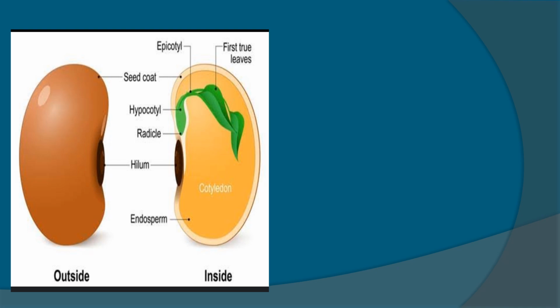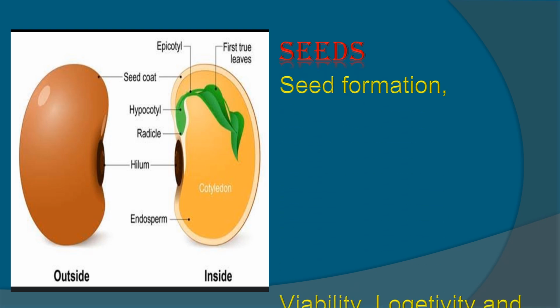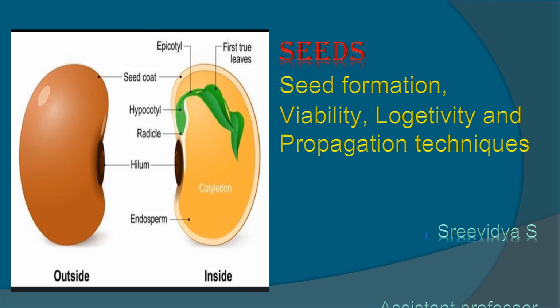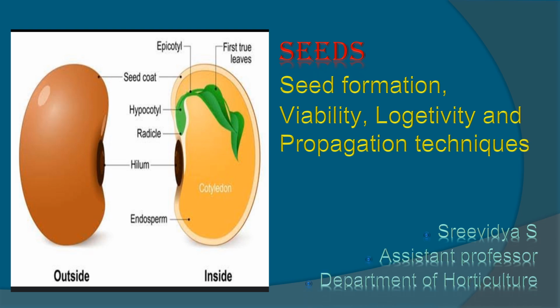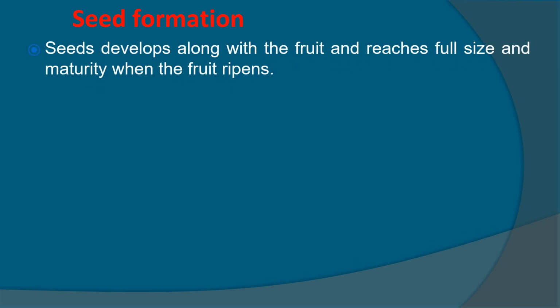Going to see about seeds. Seed formation. Seeds develop along with the fruit and reach full size and maturity when the fruit ripens.